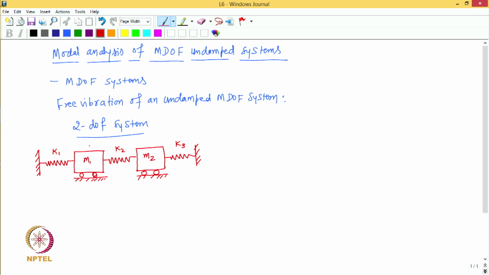Also, let the displacement of mass M1 when this system vibrates be represented by x1, and displacement of mass M2 be represented by x2. And these masses would also have accelerations associated with them, and let us say x1 double dot is the acceleration of mass M1 and x2 double dot is the acceleration of mass M2. So, now we need to write the governing equations.